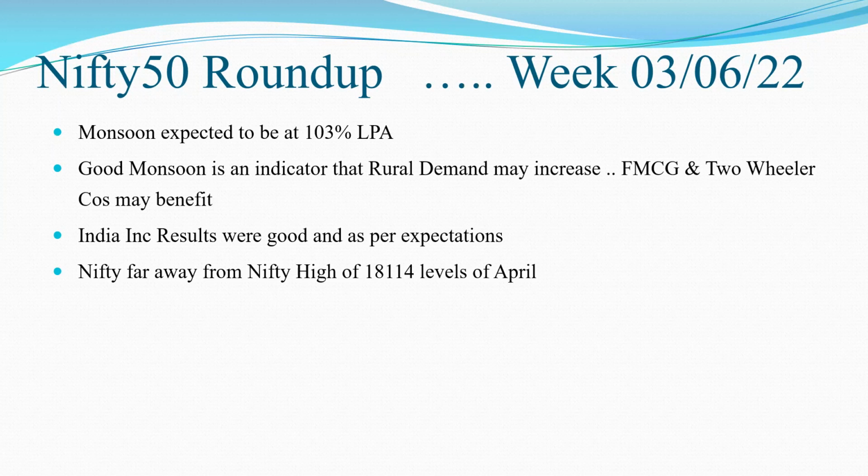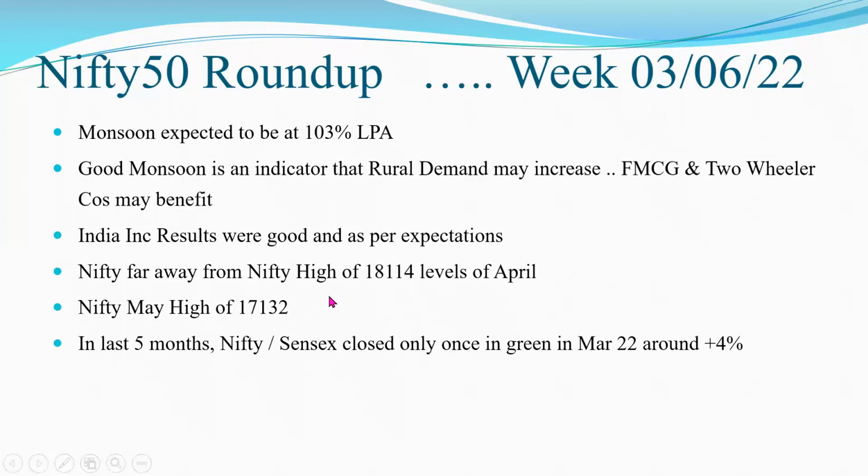Nifty has reached the high of 18,100 levels in April. After that, Nifty is far away from that. So it is going to take some time before the resistance barriers are crossed. This month, in the month of May, it went up to 17,132 levels. Still the difference is about 1,000 points.